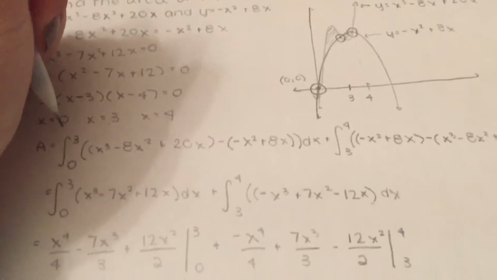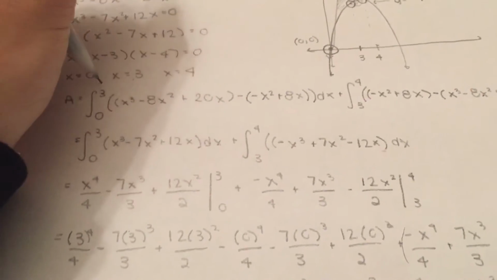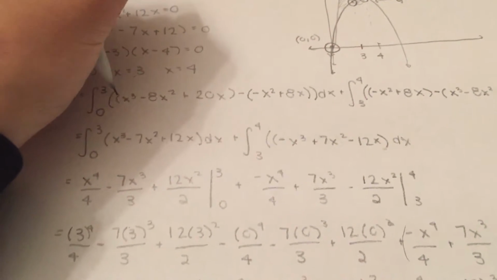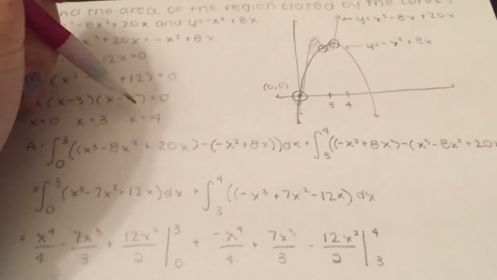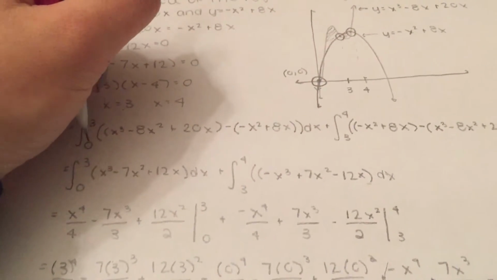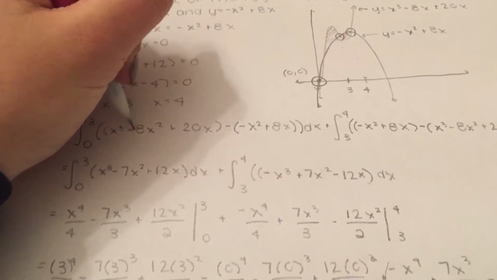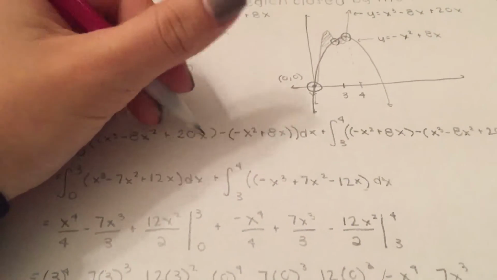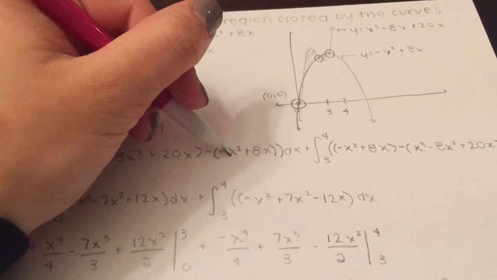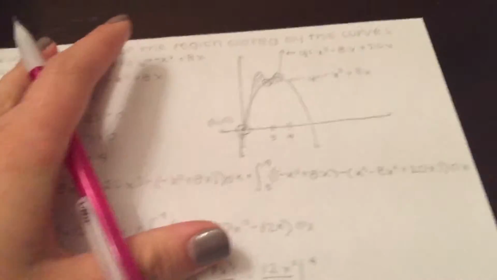And so you use an integral of your lower boundary 0 to your upper boundary 3, and it's the top equation minus the bottom equation. So for the first set, it's the integral of 0 to 3 of x cubed minus 8x squared plus 20x minus negative x squared plus 8x dx.